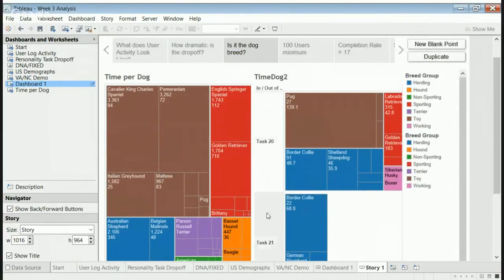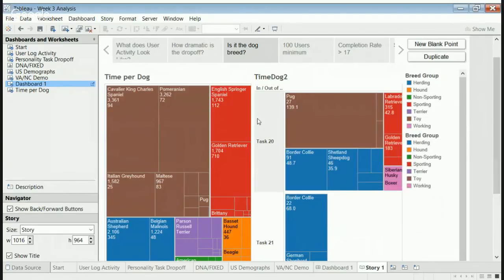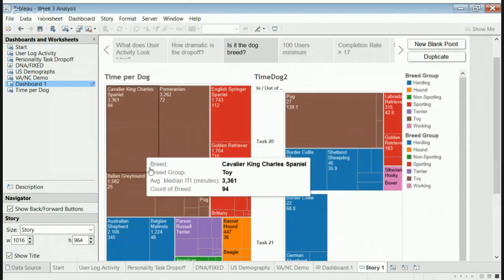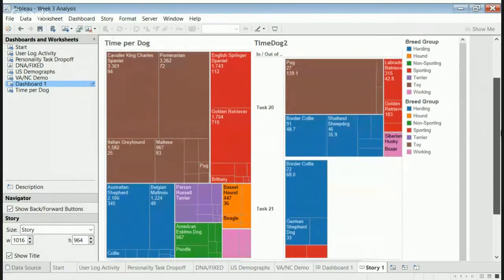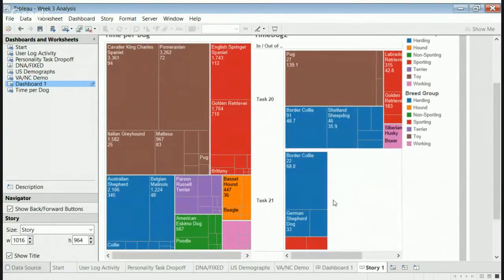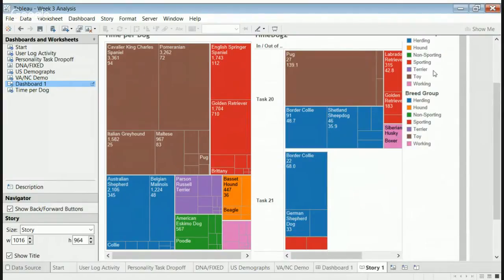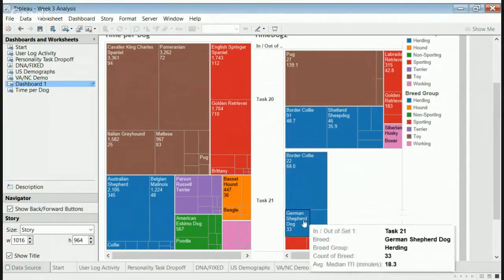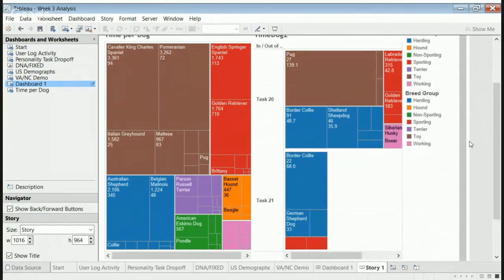Over on the right here, we've pinpointed the task in between each other where the significant drop-off takes place. Right around task 20, it still looks quite a bit like the original graph. However, after that, the only dogs that quote-unquote survive this gamut of tasks are the Border Collies and the German Shepherds. Those are the herding and the sporting dogs. They're very active, and their time completion rate is very low.